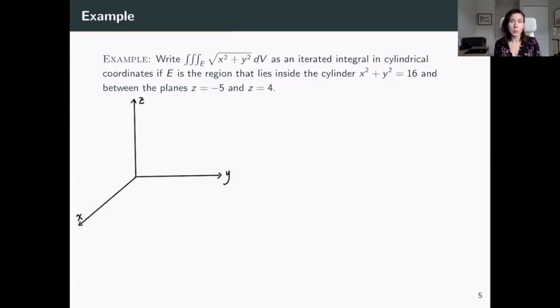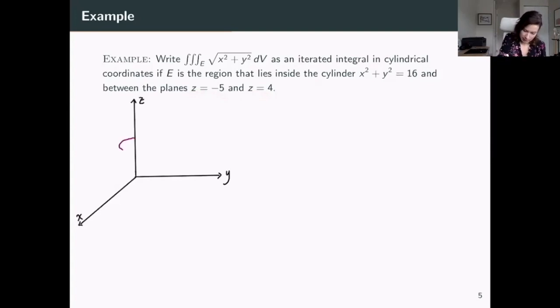In this example, we are once again going to use cylindrical coordinates to set up an integral that we would normally set up using rectangular coordinates. Here we're looking at a region lying inside of a cylinder of radius 4 and between two planes. So we're cutting off the cylinder so that it doesn't go on forever. We're going to cut it off at z equal to 4 at the top and z equal to -5 at the bottom.